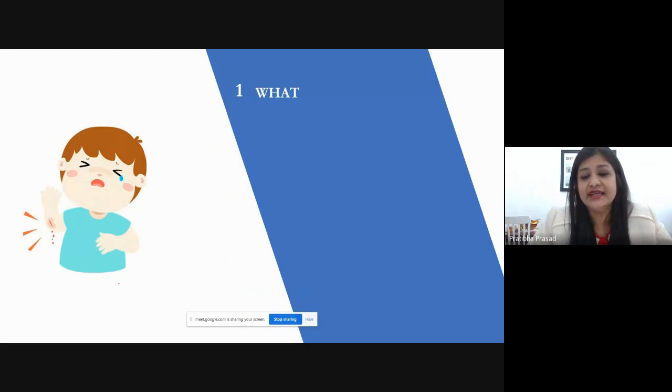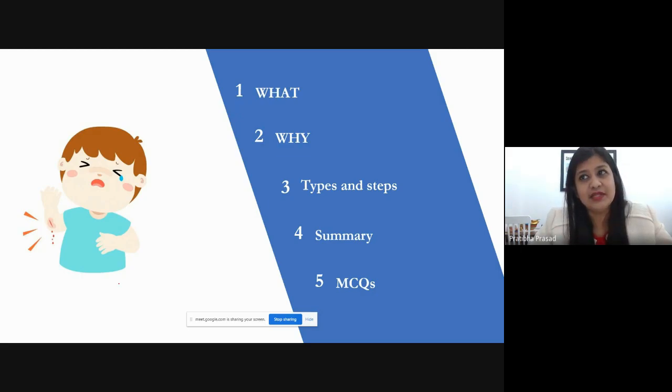First, we'll understand what a wound is and what the types of wound healing are. Why do we need to study this? Because there are a lot of surgically induced wounds in the oral cavity, as well as other pathologically induced wounds, and we need to understand how these heal in order to treat the patient properly. We'll see the types and the steps of wound healing, and we'll cover it with a summary at the end, followed by how to answer multiple choice questions.